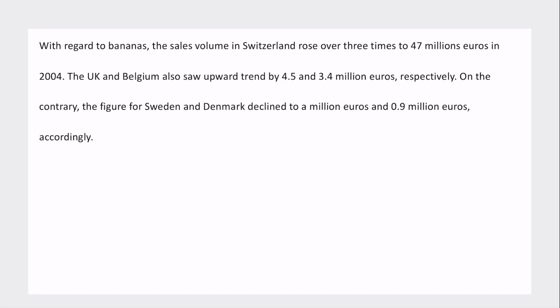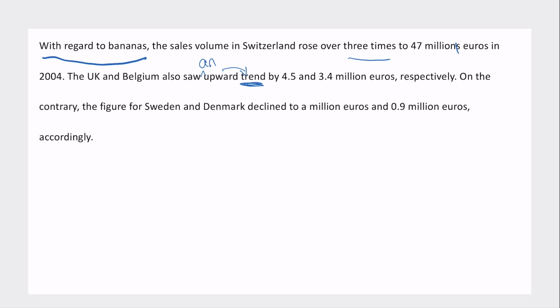Let's look at the last paragraph. With regard to bananas, so this is a nice way to indicate that you're changing topic. With regard to bananas, the sales volume in Switzerland rose over 3 times to 47 million euros in 2004. The UK and Belgium also saw an upward trend. Okay, so don't forget trend is the noun, and upward is describing trend, so we need a determiner in front of a noun.